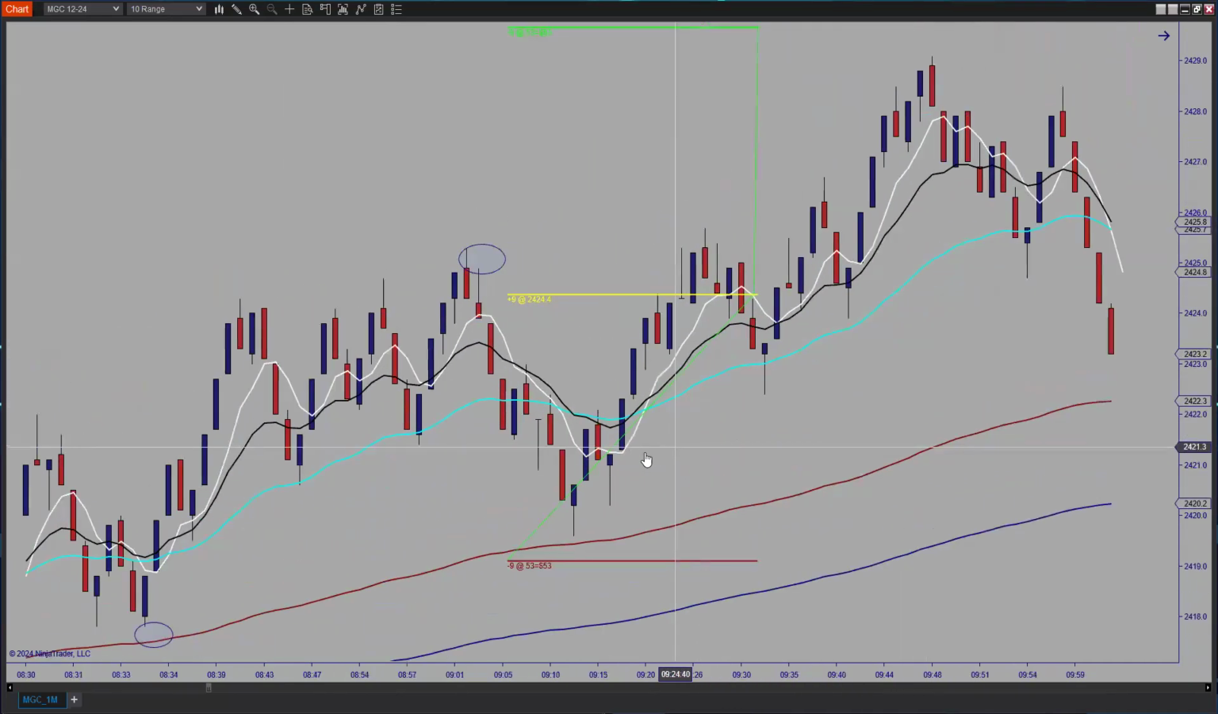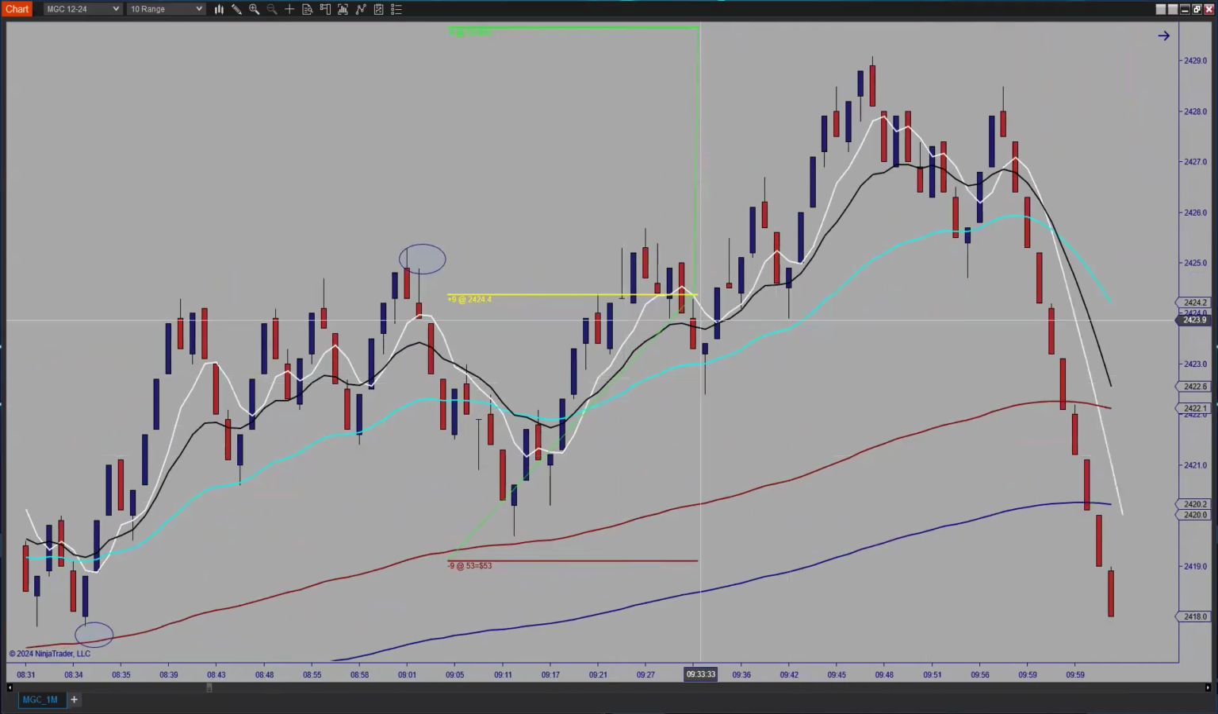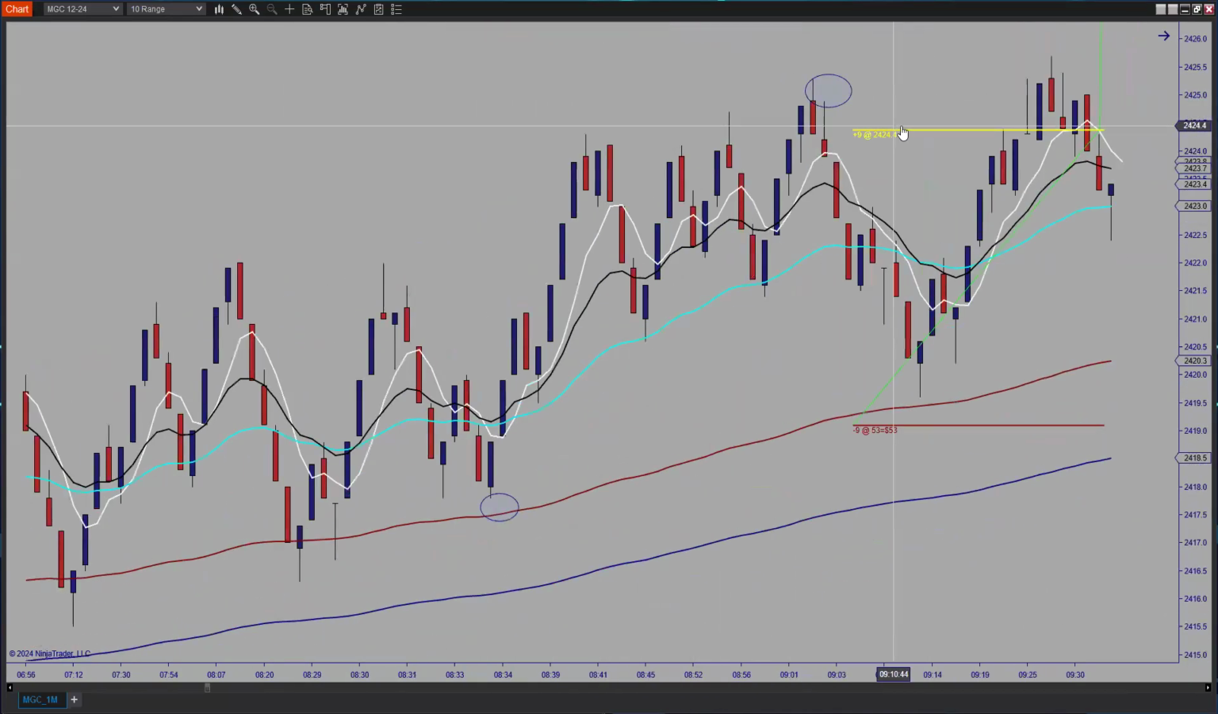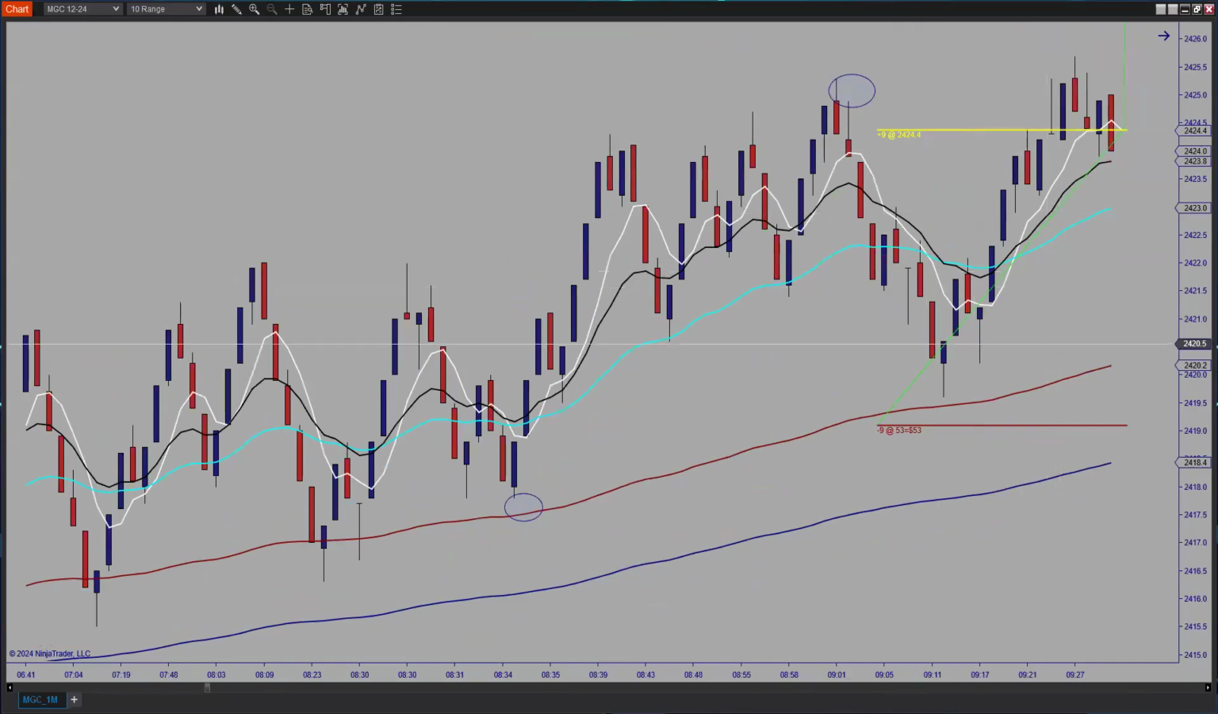What about the location of this trade? If we go back over here, is this a good location to trade a trend?